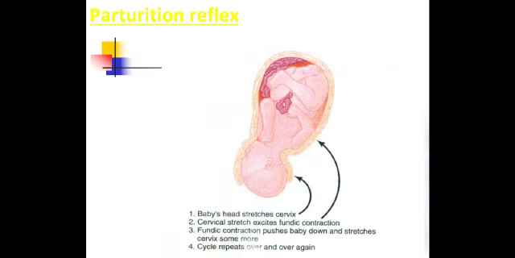This is a diagram which depicts how parturition is initiated. Whenever the baby's head stretches the cervix, it causes fundic contraction, and this fundic contraction pushes the baby down and thereby stretches the cervix, and this cycle repeats over and over, causing expulsion of the fetus.